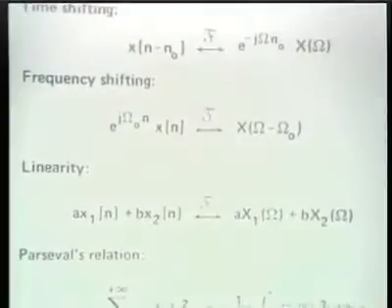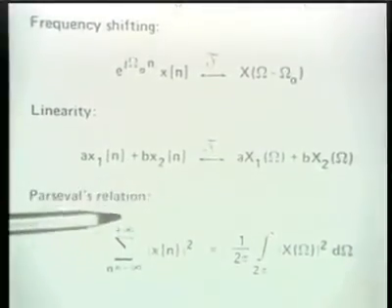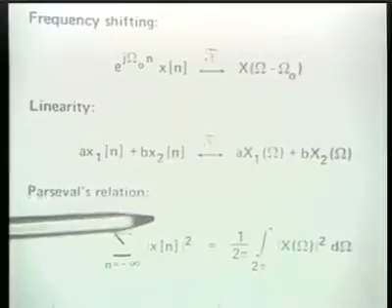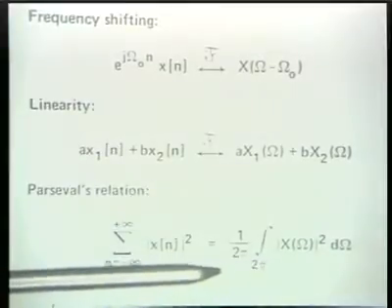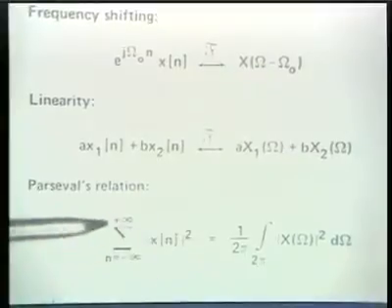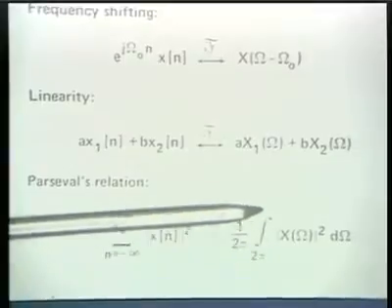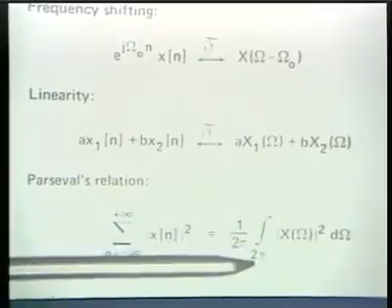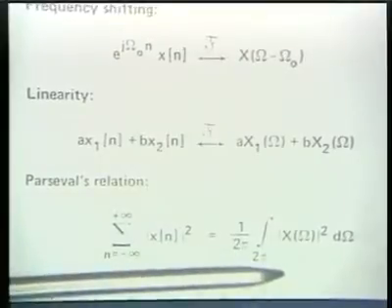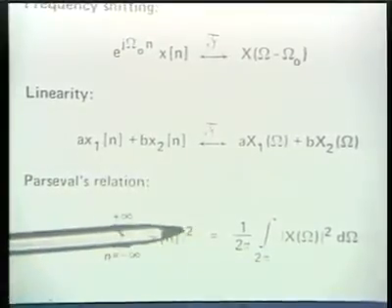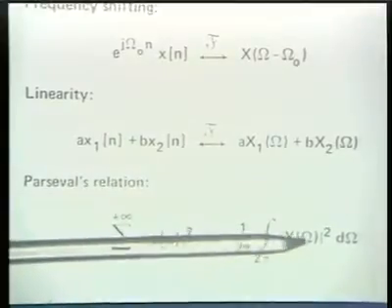And also, among other properties, there is a Parseval's relation for the discrete time case that in effect says something similar to continuous time, specifically that the energy in the sequence is proportional to the energy in the Fourier transform, the energy over one period. Or said another way, the energy in the time domain is proportional to the power in this periodic Fourier transform.